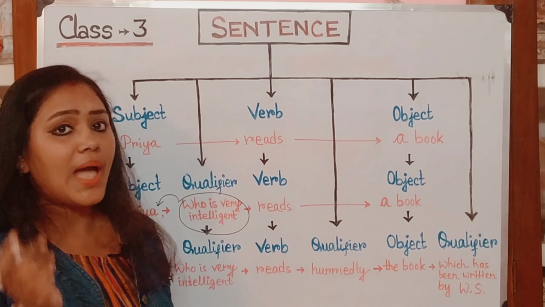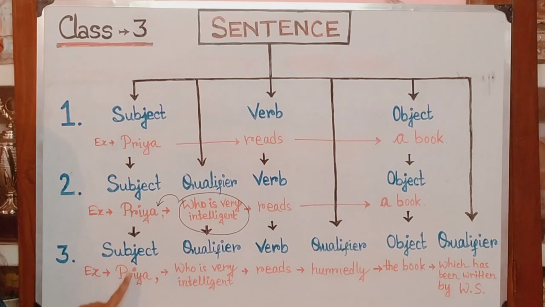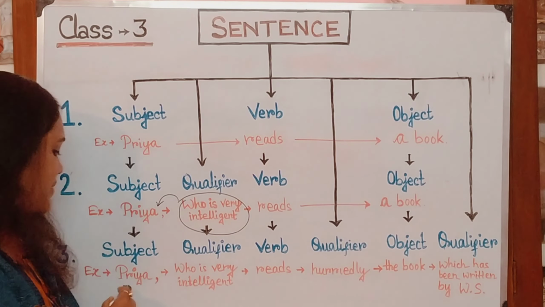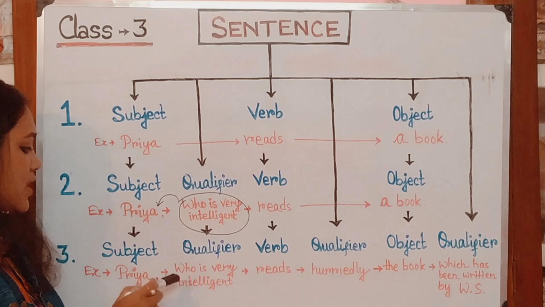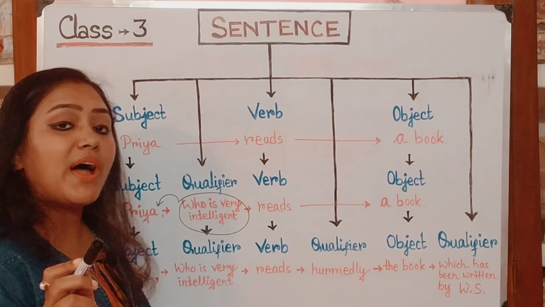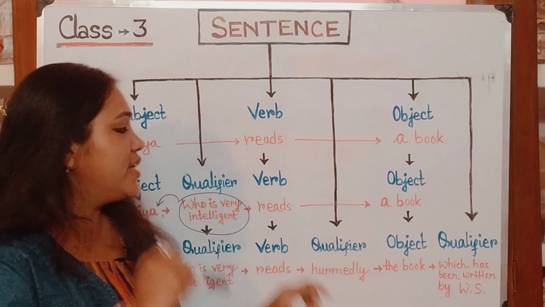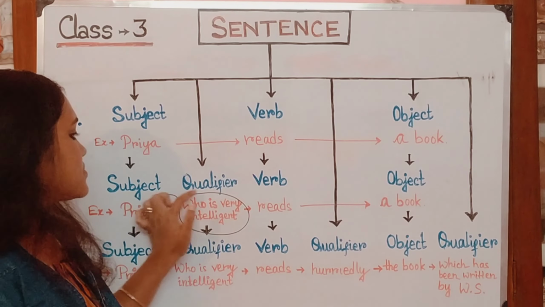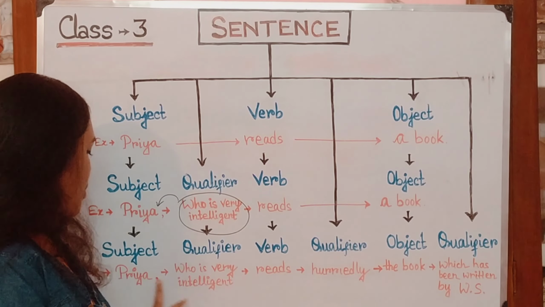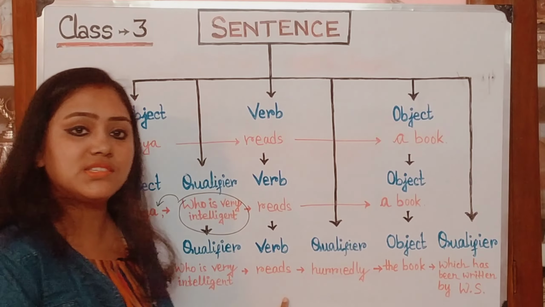So I am going in detail. Subject is Priya, you already know. Priya is the subject over here. And the qualifier is who is very intelligent. So this part is qualifying Priya. You already know from sentence number 2, isn't it? So Priya, who is very intelligent, reads. Reads is the verb.